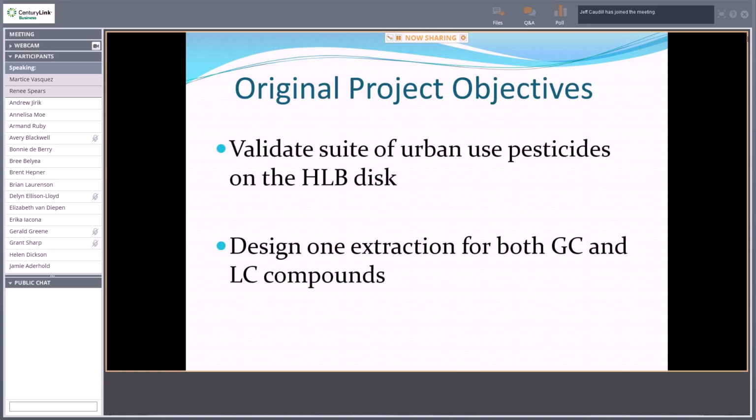The other thing is that we wanted to try to design, because we're trying to target a broad range of compounds in the environment, a lot of these compounds, some are best analyzed using gas chromatography, some are best analyzed using liquid chromatography. So one of the challenges is to try to do an extraction off of this cartridge that would be amenable for compounds that were analyzed either by gas chromatography or liquid chromatography. So that was the original wish list, basically to get as many compounds as possible off of this cartridge and then take it through different instrumentations for analysis.